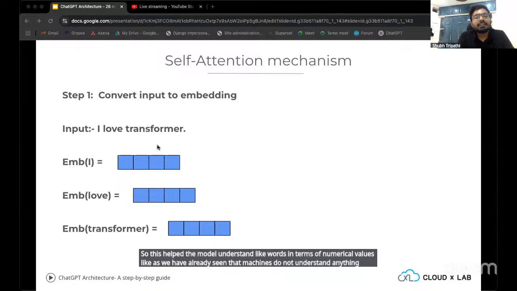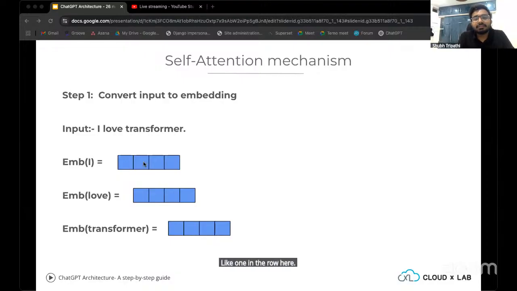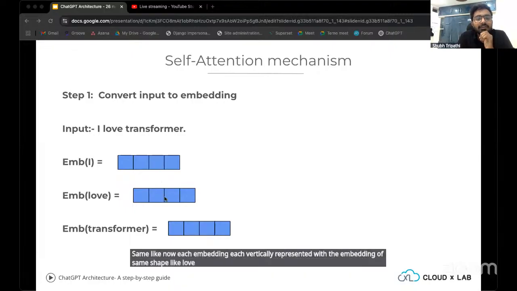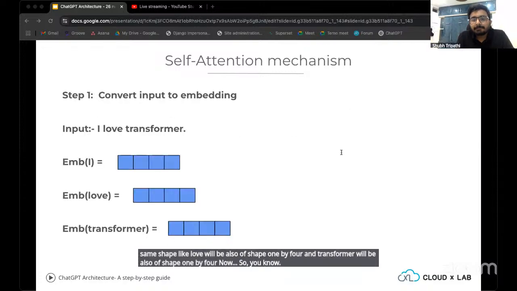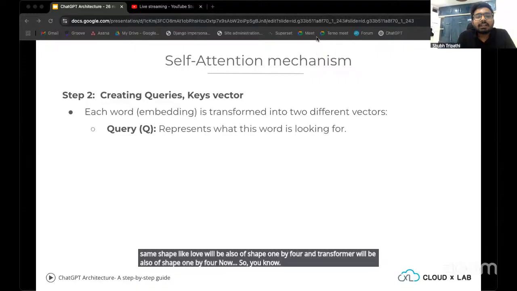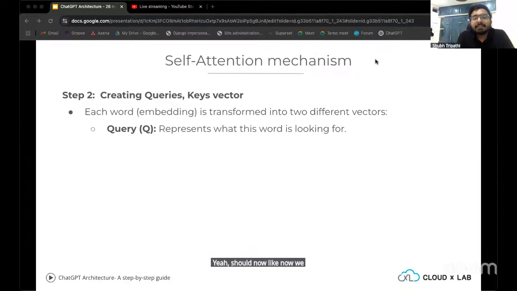Suppose the embedding for I is represented by a vector of shape 1 by 4, where 1 is the row and 4 is the columns. Each word will be represented with an embedding of the same shape. Love will also be of shape 1 by 4, and transformer will also be of shape 1 by 4. Now we have computed the embeddings for each of the words.